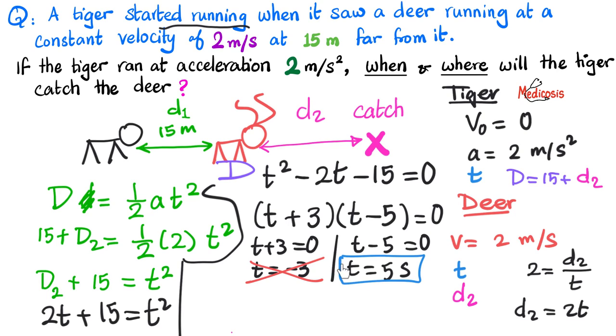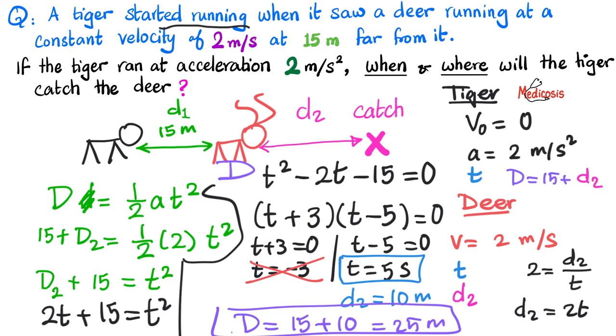If I know t, which is the same time for the tiger and the deer, it's the time that took the tiger to catch the deer here. Can I know the total uppercase D? Yes. First, let me find out d2. I know that d2 is twice t, which means d2 equals twice the 5, or 10 meters. This is d2. Is this the final distance? No, I want the big D. Uppercase D equals d1 plus d2 equals 15 plus 10, or 25 meters. So the final answer for the time is 5 seconds, and for the distance is 25 meters from wherever the tiger started.